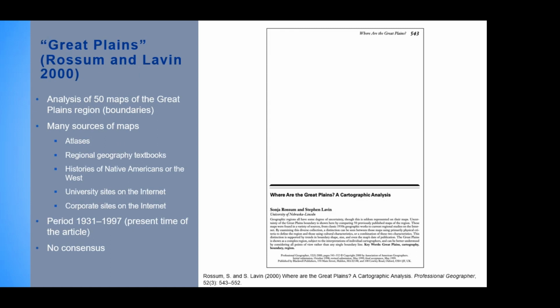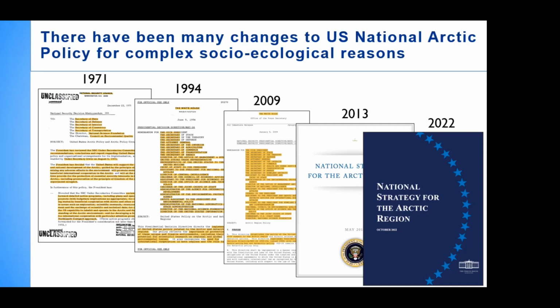And then the Great Plains, an analysis of 50 maps of the Great Plains region, no consensus. So it's really important for a GIS student to understand exactly what they're looking at, exactly what they're trying to map.